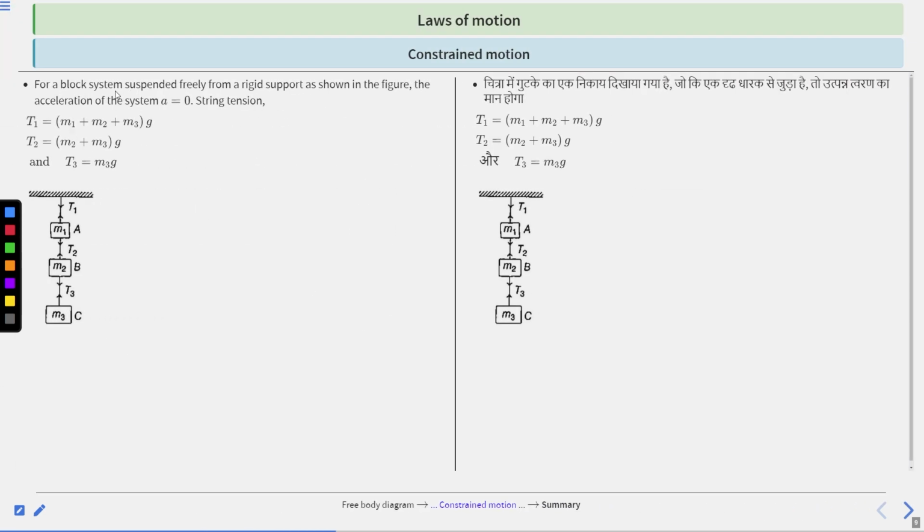Next is for a block system suspended freely from a rigid support. This is a block suspended freely from a rigid support as shown in the figure. The acceleration of the system A is equal to 0 and the string tension is T1 equal to (m1 plus m2 plus m3) g, and T2 is equal to (m2 plus m3) g, and T3 equal to m3 g. So there are three tensions T1, T2 and T3. Clear?